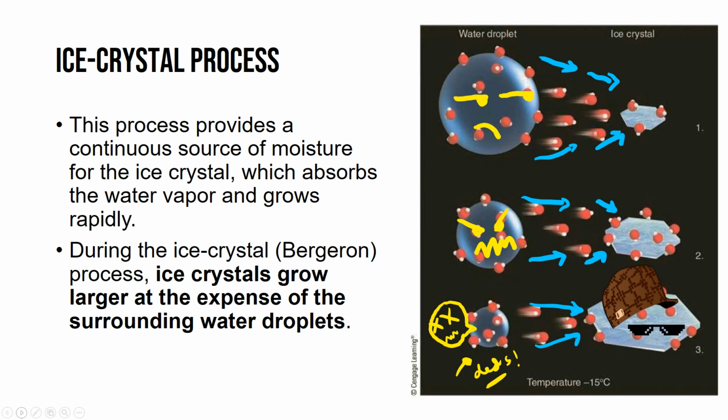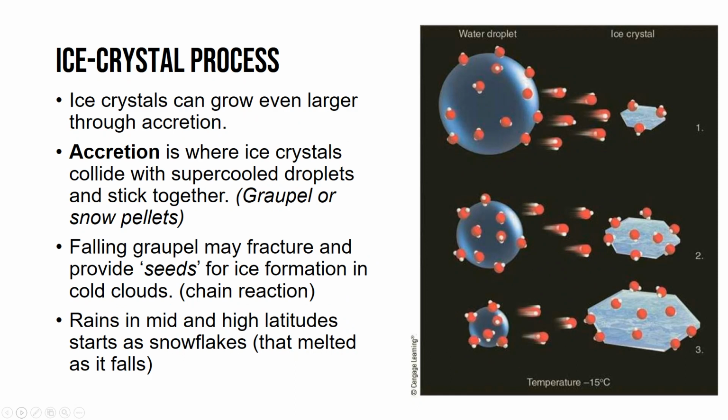Those water droplets that have been out of equilibrium evaporate, and the molecules from the water droplet diffuse towards the ice crystal. So that provides the needed supply of water for the ice to grow to larger sizes. Ice crystals can grow even larger through accretion.